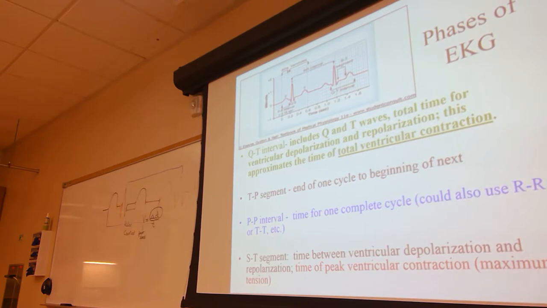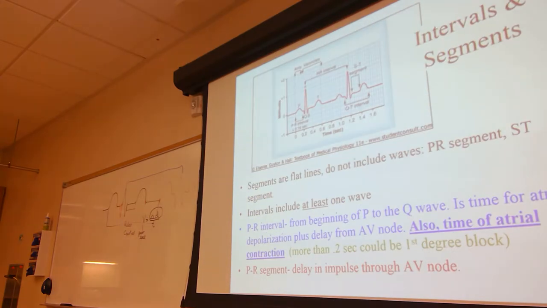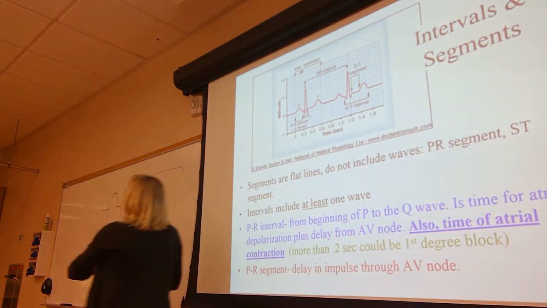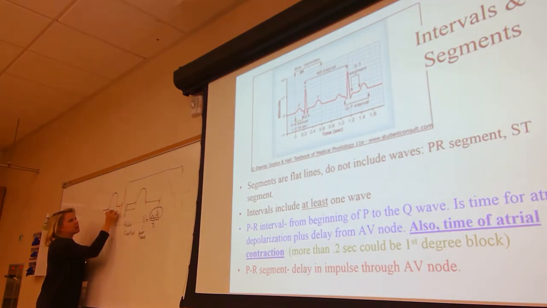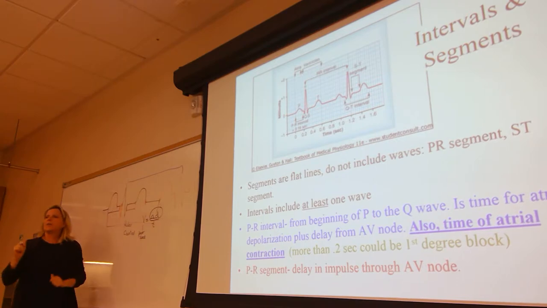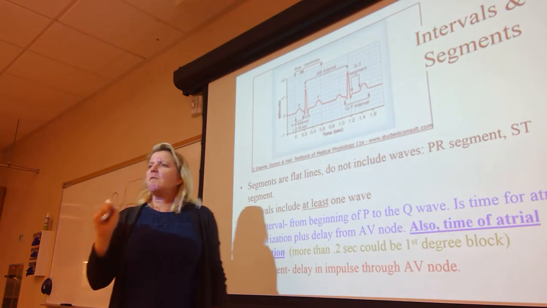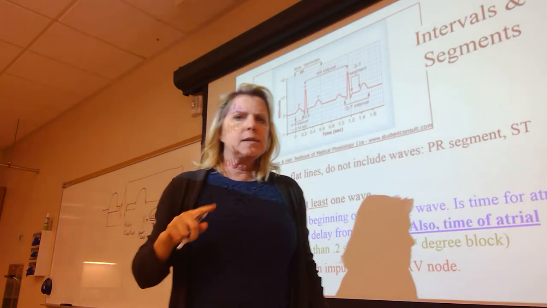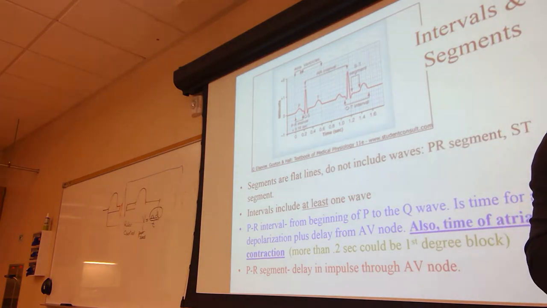Another interval that you need to be aware of is the PR interval. It goes from the beginning of the P to the beginning of the Q if it's there. The PR interval represents two things. It represents the time for the atria to depolarize, and it also represents the AV nodal delay.